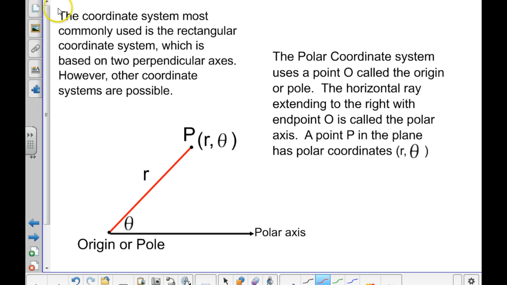All right, the coordinate system most commonly used is a rectangular coordinate system, which is based on 2 perpendicular axes. However, other coordinate systems are possible. The thing is, when we graph in the rectangular coordinate system, if I say go over 4 and up 3, everybody in this room is going to find the same spot if it's the same size graph paper, right? There's one name for that spot. In polar graphing, there are multiple names for the same place. Think about that for a second.